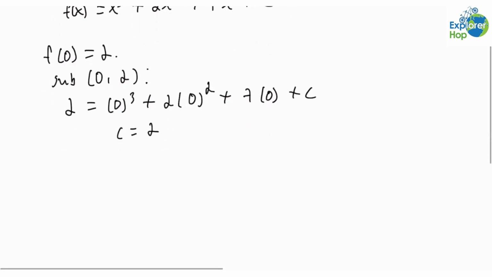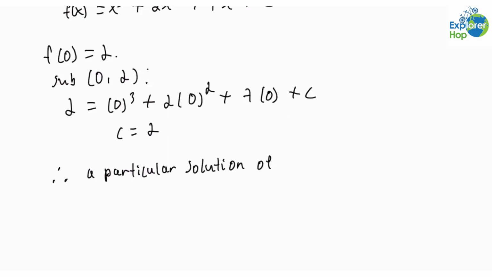So therefore, a particular solution of f of x is the function f of x equals x cubed plus 2x squared plus 7x plus 2.